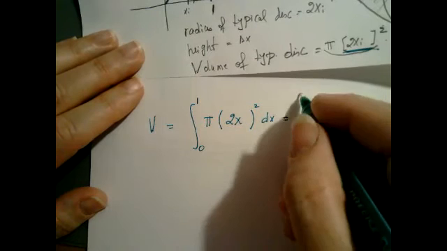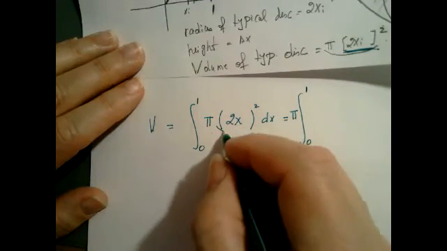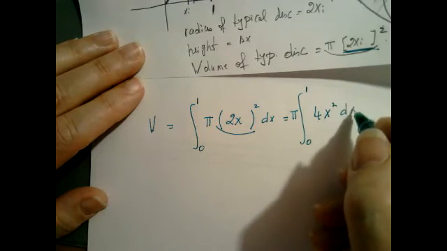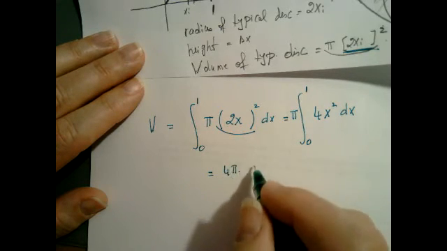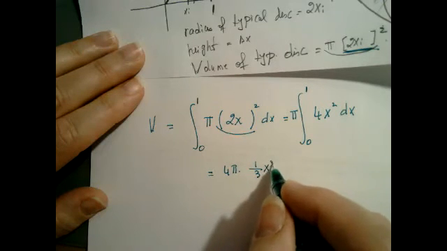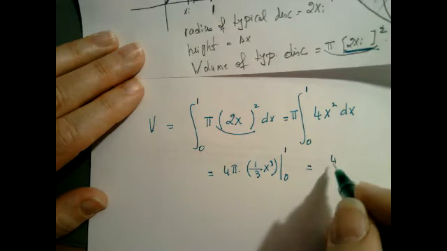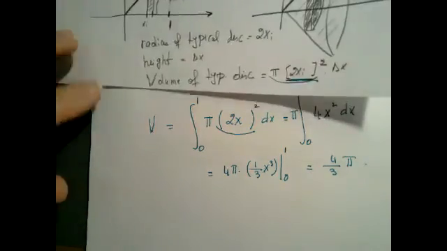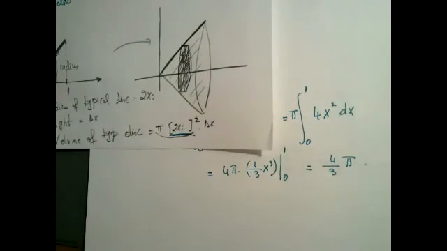Now we do a little bit of math to evaluate the volume. Pi is a constant. 2x squared is 4x squared dx. Finally, I will get 4 pi times 1/3 x cubed, evaluated between 0 and 1. That will give me 4/3 pi. End of the problem. That gives me the volume of this cone. Any questions?